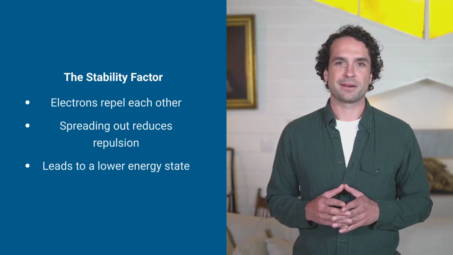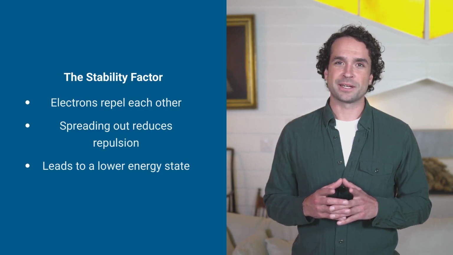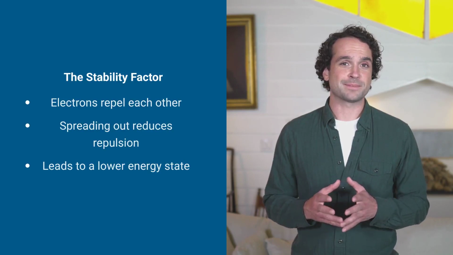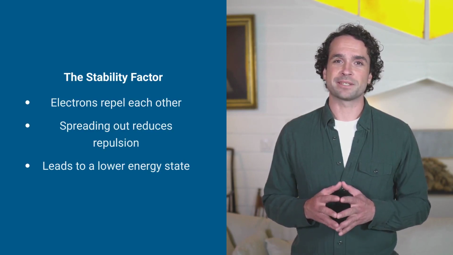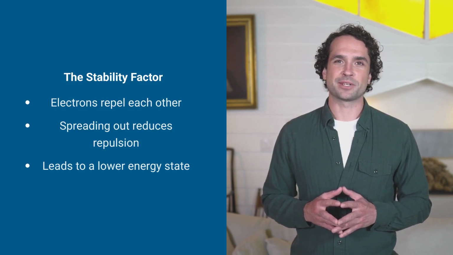The reason for this behavior is to minimize the electrostatic repulsion between electrons. Electrons are negatively charged, so they naturally repel each other. By spreading out into separate orbitals within the same sublevel and maintaining parallel spins, they achieve a lower energy, more stable configuration. Pairing up only occurs when there are no other empty degenerate orbitals available.